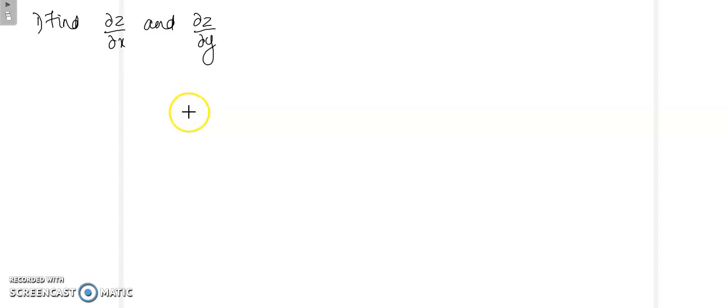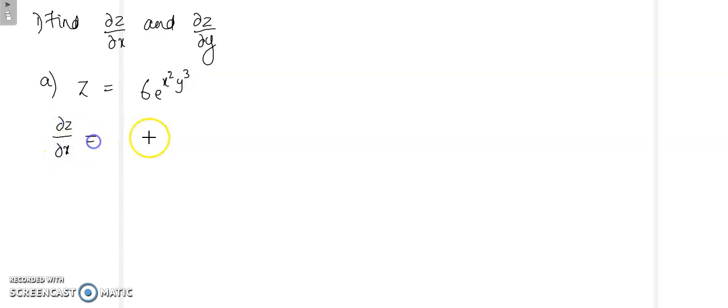Hello, so in last class we have defined what is called partial derivatives. So in today's class we will look at a few problems on finding the partial derivatives. So first, you are asked to find dou z by dou x and dou z by dou y. We are given z equal to 6 e raised to x square y cube. So we need to find dou z by dou x.